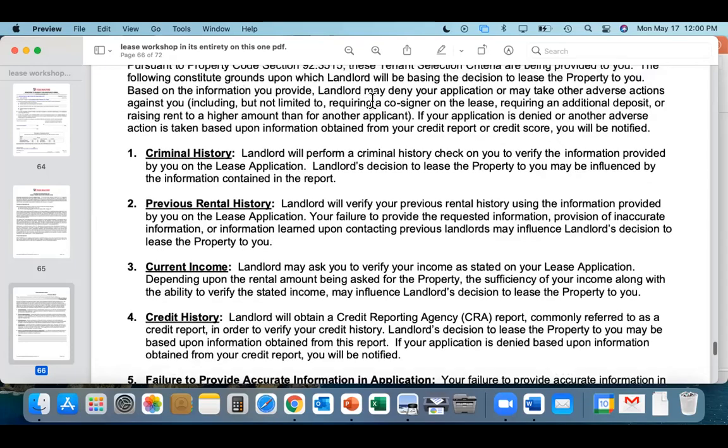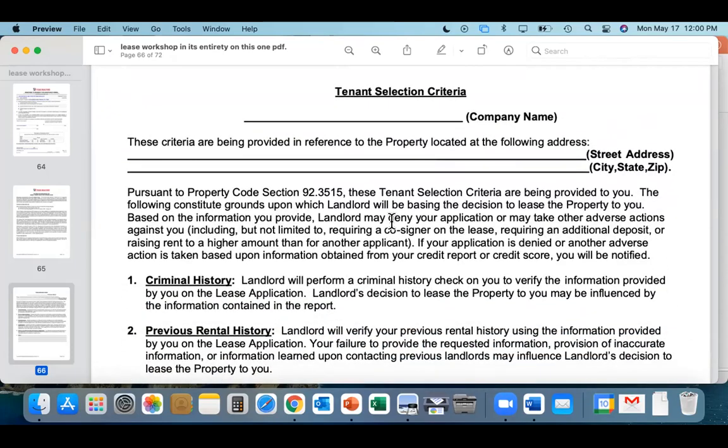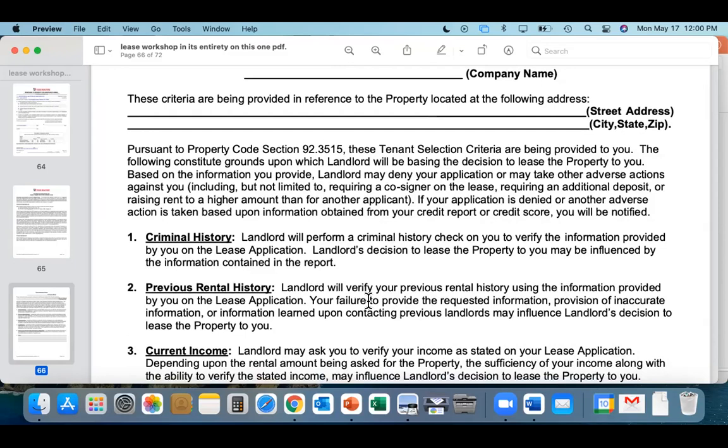So it's a great document. I use this document for my tenants. I actually put it in my packet that when I represent a tenant, it's part of their packet to let them know the landlord is going to be checking out these things. So don't lie on the application. If you have an issue, like criminal history, let's address it now. So criminal history is a tough one.